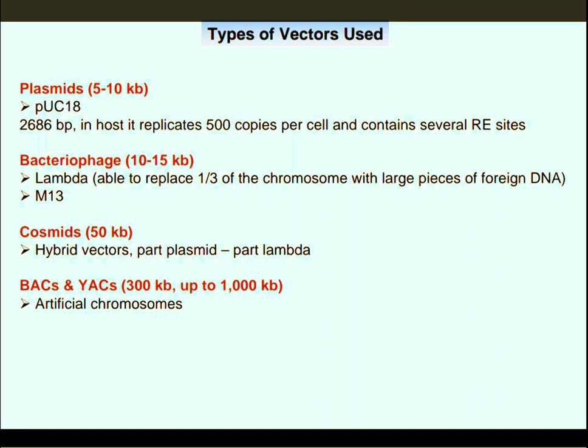Next, bacteriophages, which are 10 to 15 kb, like lambda, which is able to replace one third of the chromosome with large pieces of foreign DNA, and M13. Next, cosmids, which are 50 kb, hybrid vectors, part plasmid and part lambda. And BACs and YACs, both are 300 kb up to 1000 kb. These are the artificial chromosomes. So here you can see the different types of vectors which are used.